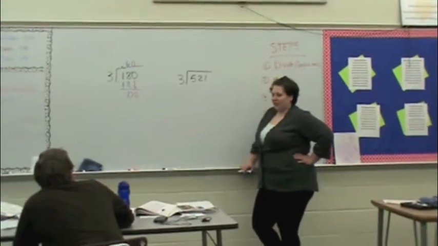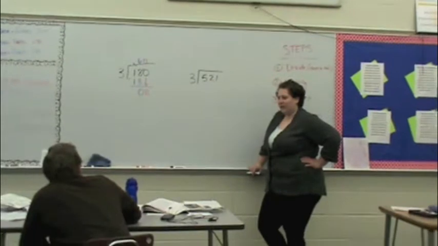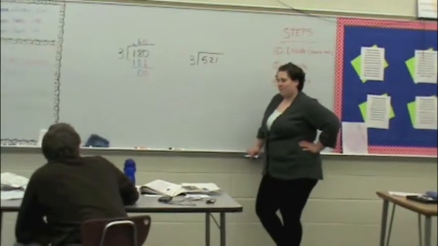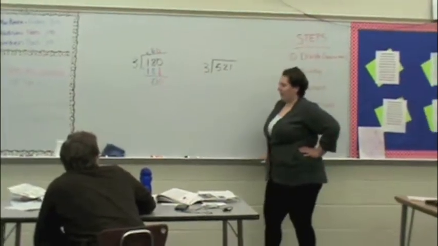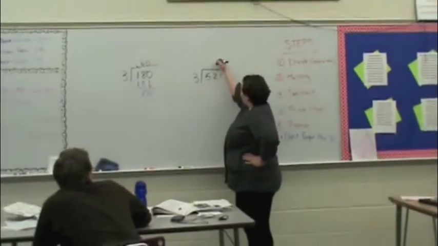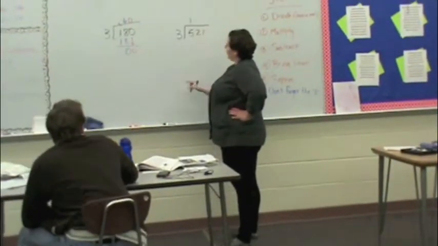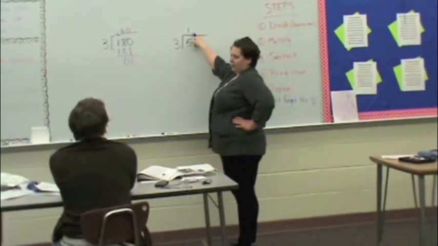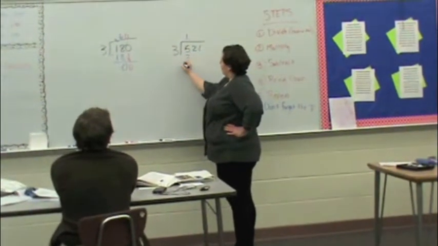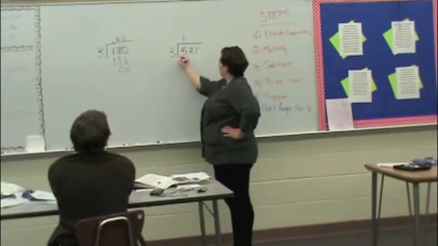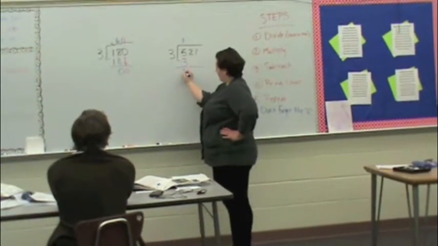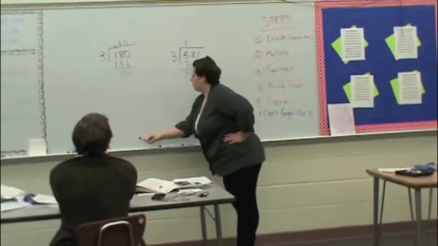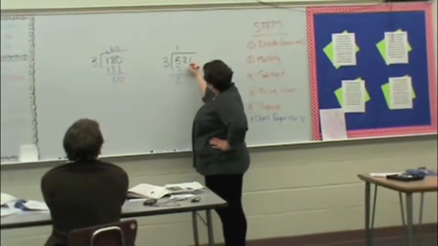Okay, one number at a time. Can 3 go into 5 without going over? Yes. How many times? One time. 3 times 1 is 3. So now I take away. 2. And then you bring your 2 down.